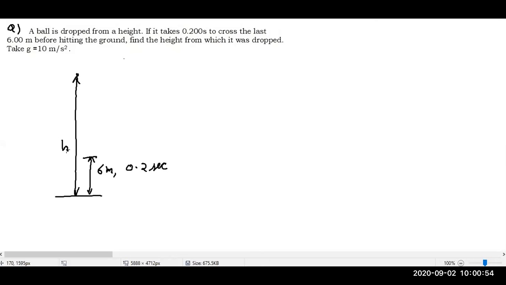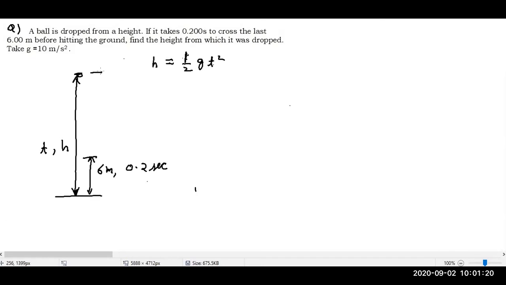So this is the total height, and from here it was dropped, and to cover the last 6 meters it takes 0.2 seconds. So find the height. We will write the equation. So h will be half g t square, if t is the total time taken to fall and h is the total height. So for this fall, we can write h equal to half g t square.